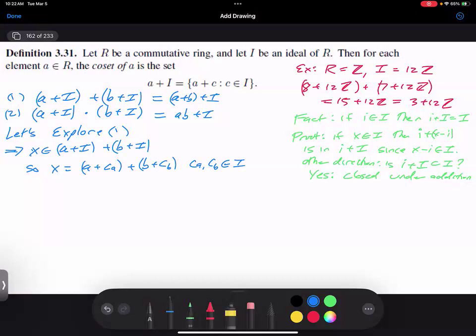Why do you think I'm using a subscript a? Yeah, to remind myself this is the choice that's coming from a. And so because x is in (a + I) + (b + I), it's got to be something in the first one, which has to be a plus something in I. Let's call it c_a. All right, what should we do for that sum? We want to show that this is equal to a + b plus something in I.